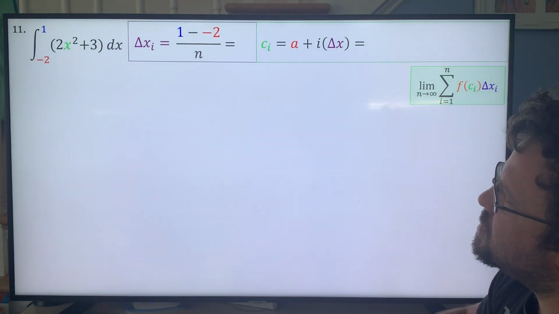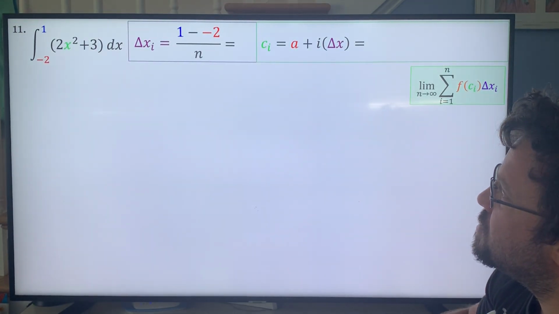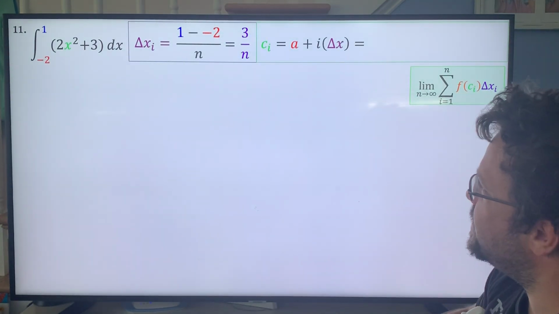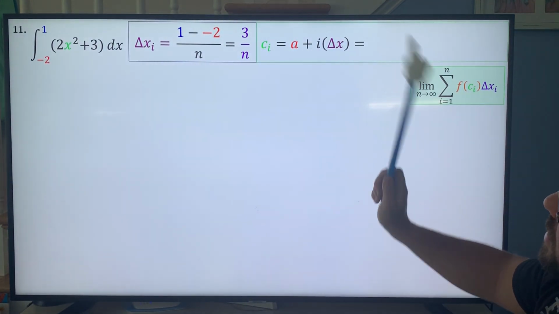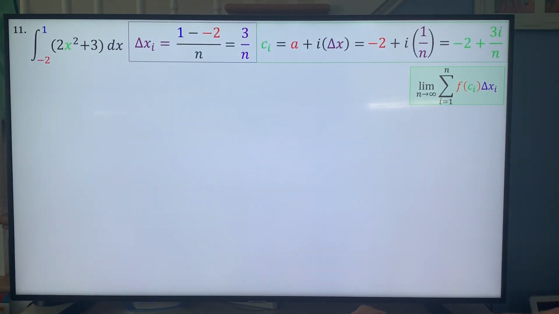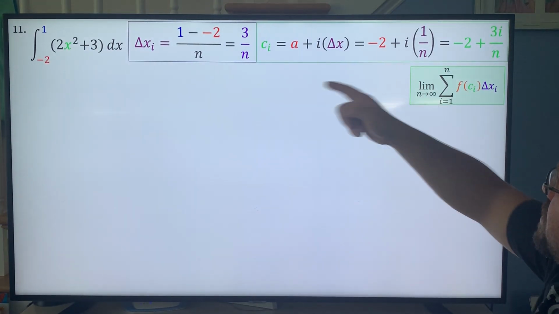1 minus -2 over n equals... What's 1 minus -2? That's 3. 1 plus 2 is 3. So -2 plus 3i over n. All right? Once you get your delta x and your ci, little expansion.